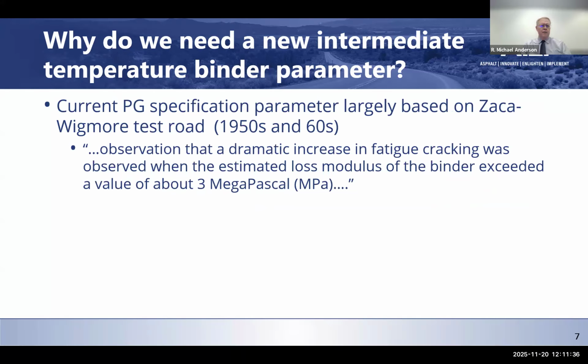They know that the current PG specification, as we mentioned, was largely based on the Zaca-Wigmore test road, which came about in the 50s and 60s. We know that the materials used then and the traffic loadings that we had at that time are different than what they are today. But what they saw on that test road was that there was a dramatic increase in fatigue cracking when the estimated loss modulus of the binder exceeded a value of about 3 megapascals, which is 3,000 kilopascals.